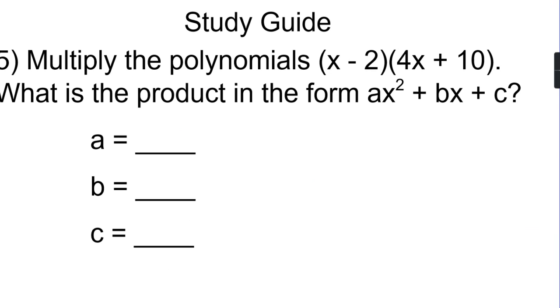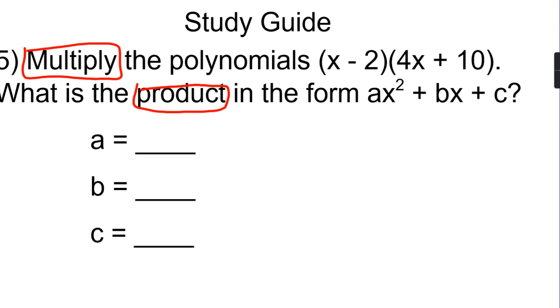This problem, question 5, also involves multiplication. I know it's a bit cut off, but you can see enough. Multiply the polynomials x minus 2 times 4x plus 10. What is the product? So again, the word product also gives you multiplication. It says multiply, but I'm just pointing out we're always looking for the product when we're given two factors. We want the product in the form ax squared plus bx plus c.